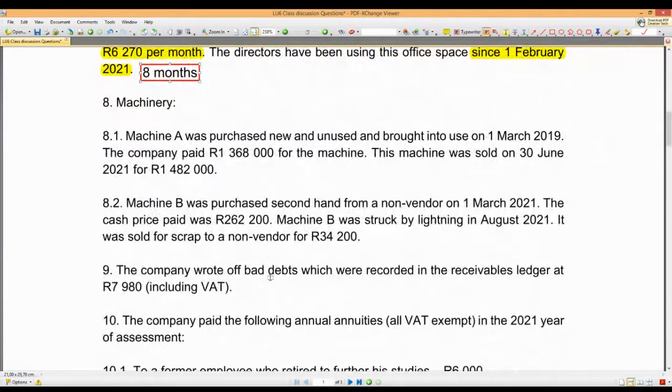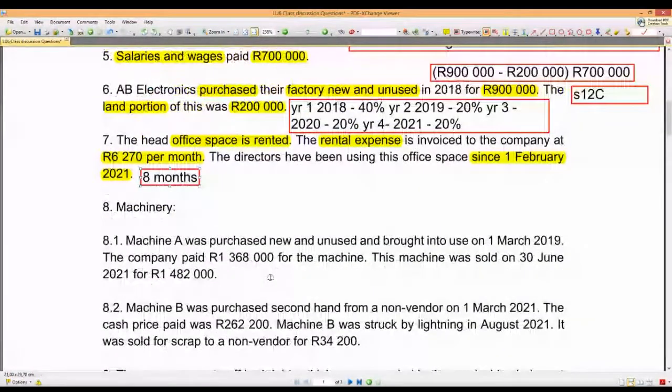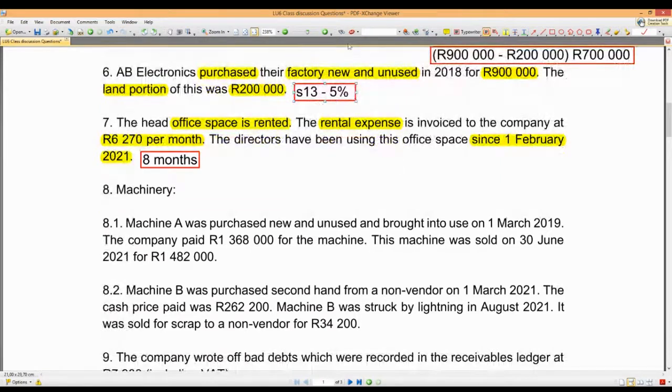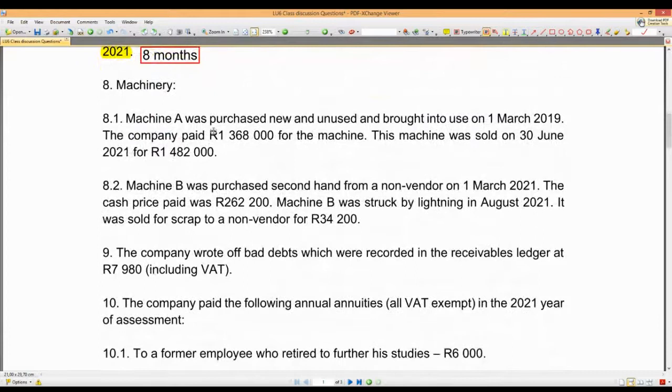Then we've got our machinery. Okay, sorry, this is not 12C there. This would be section 13. Section 13, because that's only the factory, and that would be our 5%. And then we would have to apply the apportionment based on the fact that it's a new purchased amount. Okay, so let's quickly look at machinery here.